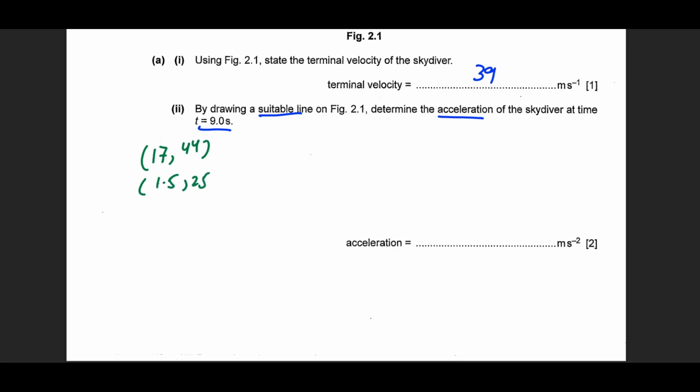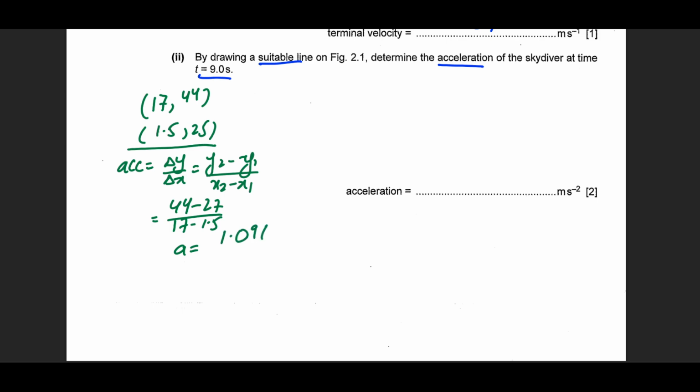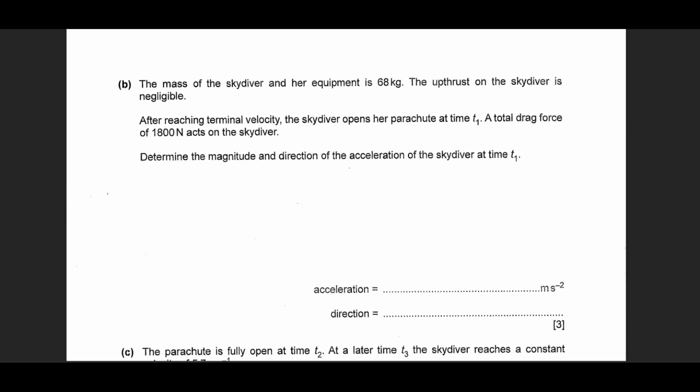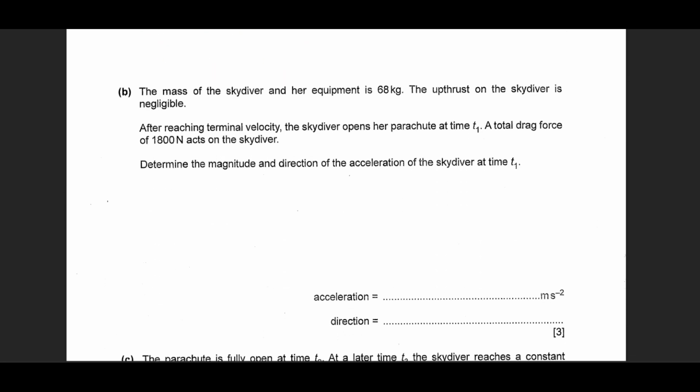So 1.5, 27. Then you mention the formula for the gradient, which is acceleration equals delta y divided by delta x, as y2 minus y1 divided by x2 minus x1. Please highlight the procedure completely and then replace the values, which is going to be 44 minus 27 divided by 17 minus 1.5. So the acceleration comes out as 1.096 meters per second square. You can use this space over here as well. So this comes out as 1.1. My answer is 1.1 meters per second square. Your answer could be different. As is mentioned in the marking scheme, there is a range of answers that are acceptable.